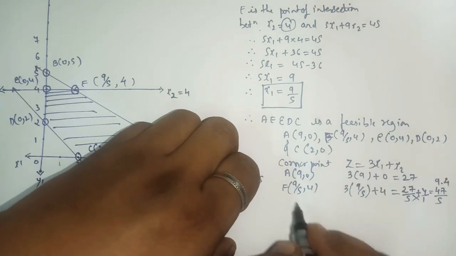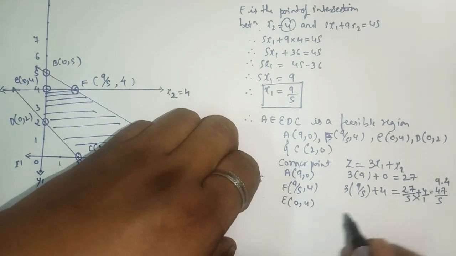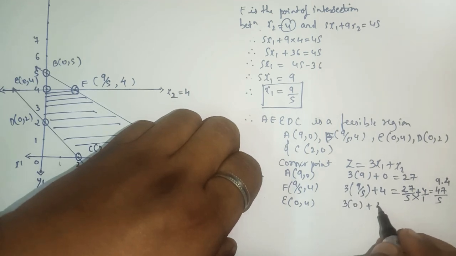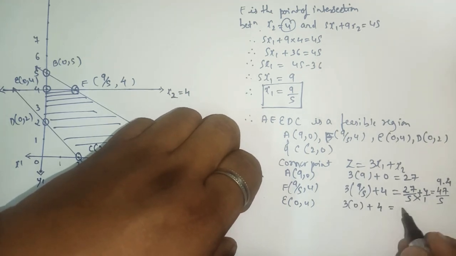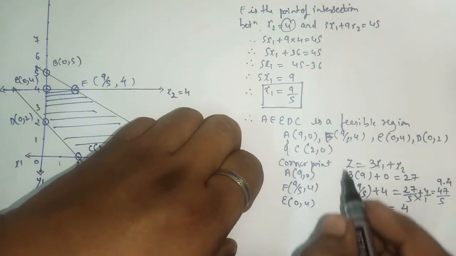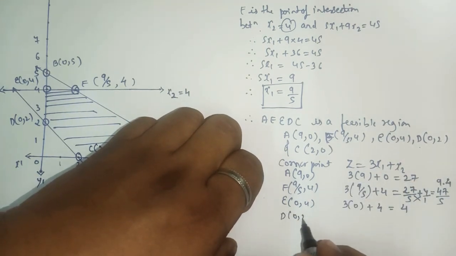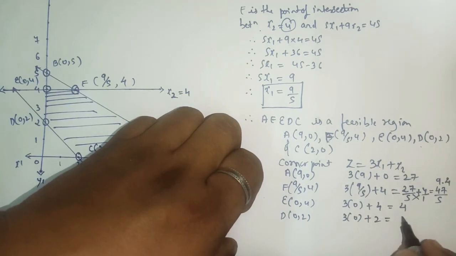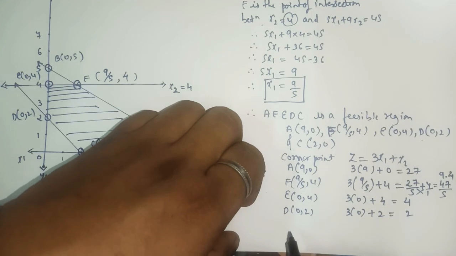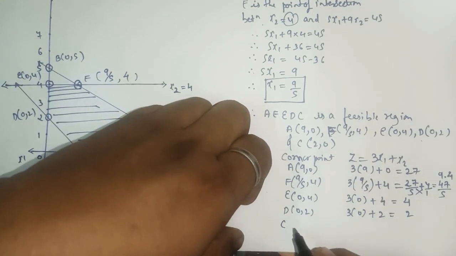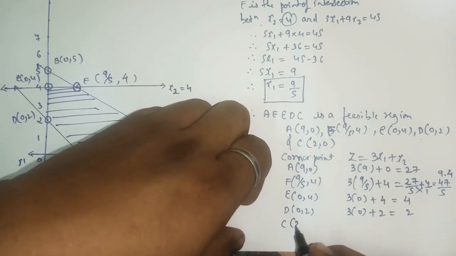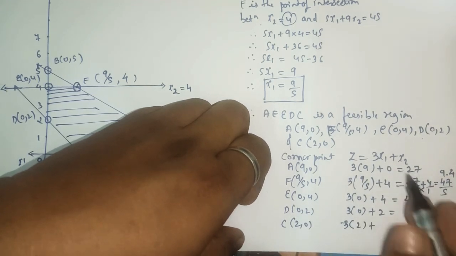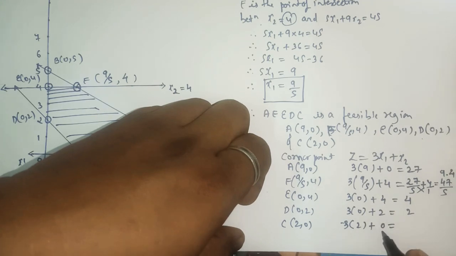The third point is what, E 0 comma 4. So 3 zeros are 0, and this x2 is 4, so 0 plus 4 will be 4. The next point is D 0 comma 2, so here x1 is 0 and x2 is 2, so here you will get 2. Okay, so the last point is what, C 2 comma 0, so here x1 is 2 and x2 is 0, so 3 twos are 6 plus 0 is 6.